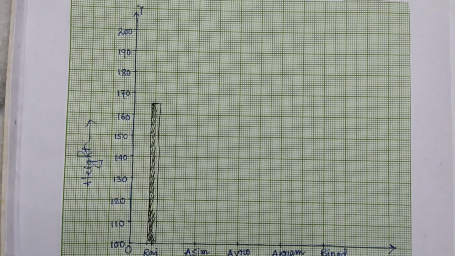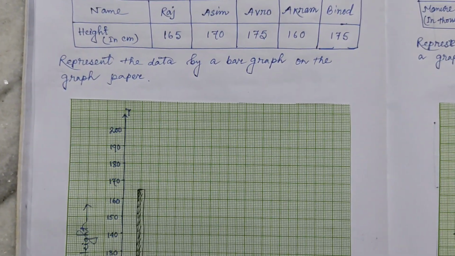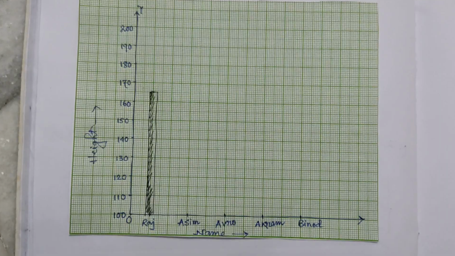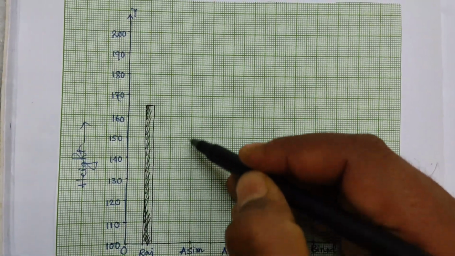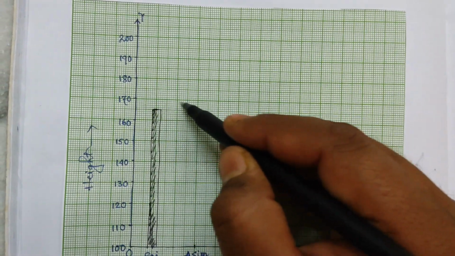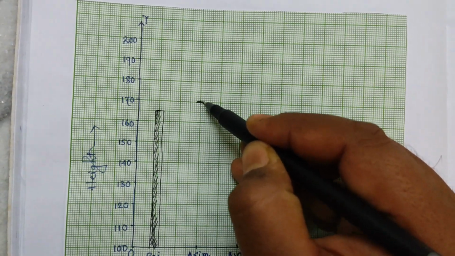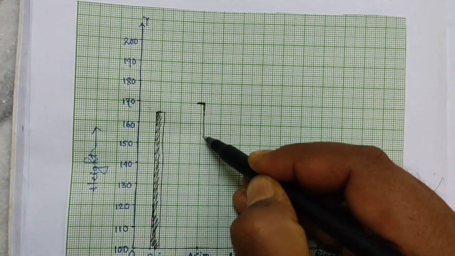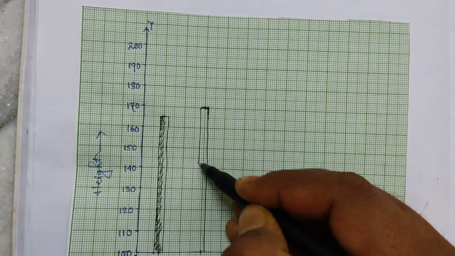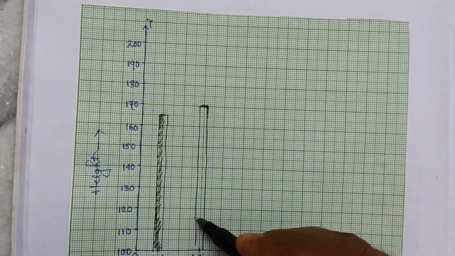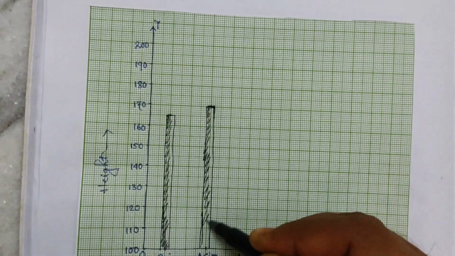So Raj 165. Then Oshim 170 centimeter. So 170. So this is Oshim and this is 170. So we have to draw a bar. So we have drawn.